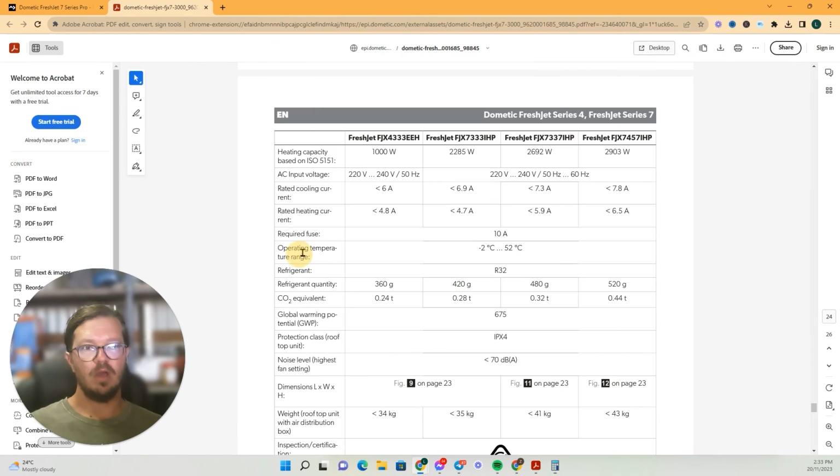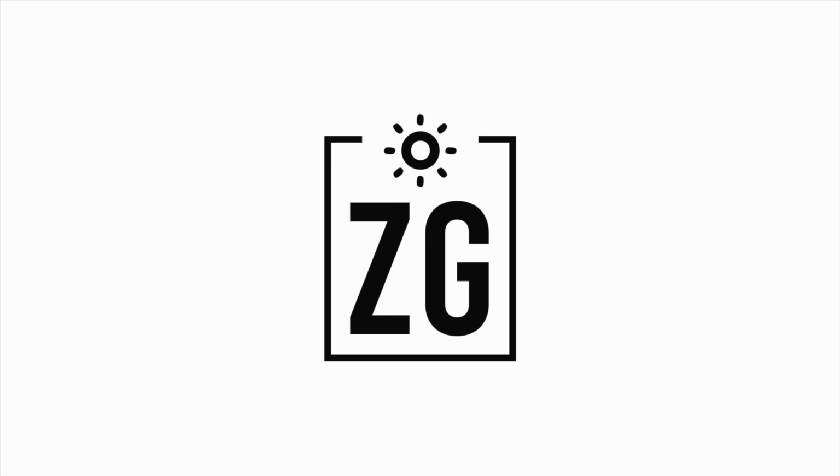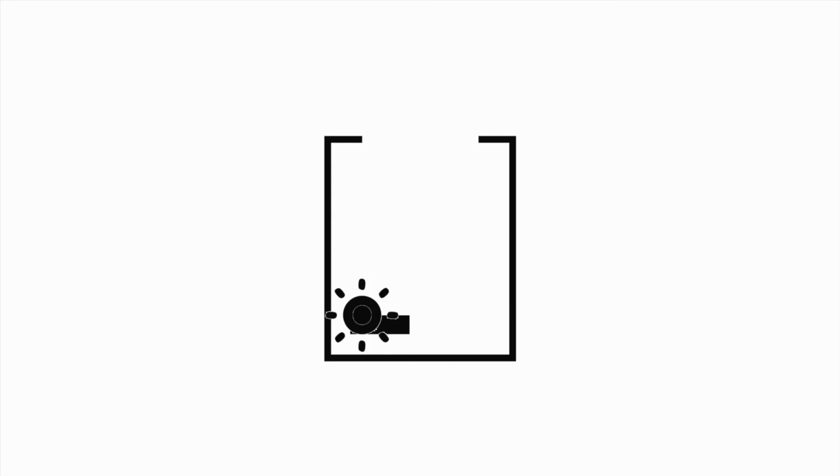And I normally go off just that bigger rating. Sometimes in the heat cycle they use more than in the cool cycle. But yeah, that's how to read the spec sheet of the air conditioners, and work out what size inverter that you need to run the aircon.